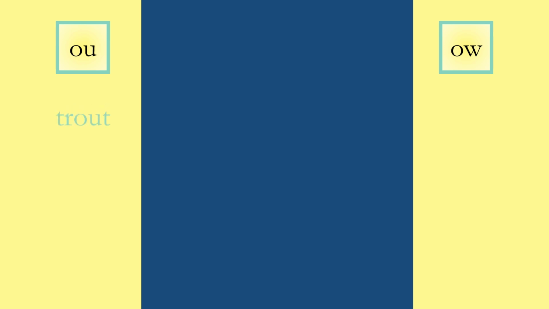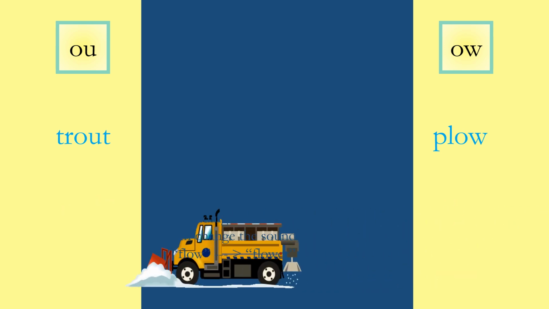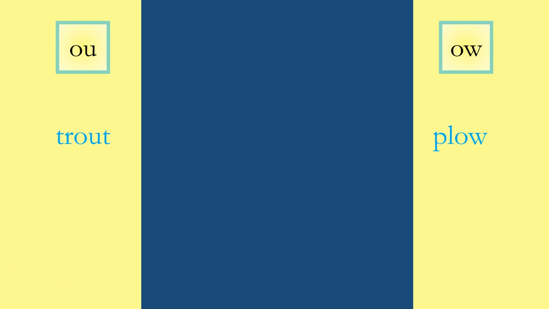Let's look at this now. We know that OU makes the ow sound, like trout, but that it also has other sounds like the oo in soup, and touch, which is less common. We know that OW also makes the ow sound like in plow, but that it can be an O sound like in snow. We're not going to worry about the bottom ones now because we're only focusing on ow in this unit. Okay, so let's look at some really important things to remember.